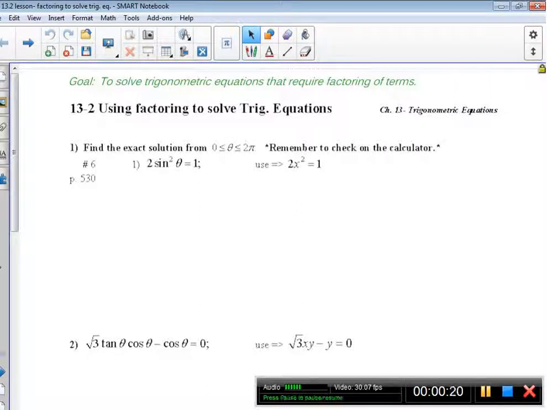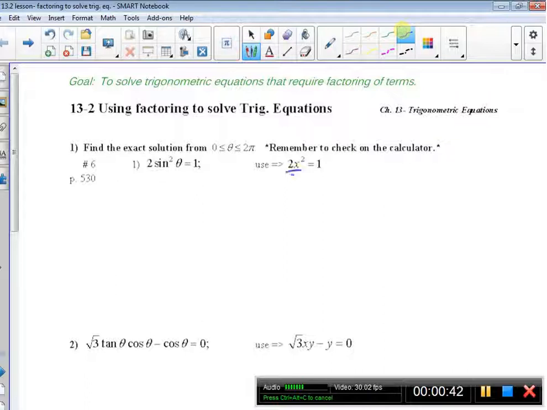So number one says find the exact solution from 0 to 2 pi. What that means is we're going to have to convert degree answers to radians. All right, so here we go. 2 sine squared theta minus 1 equals 0, or 2x squared equals 1. What I would do is divide by 2, and so I'd get x squared equals 1/2.